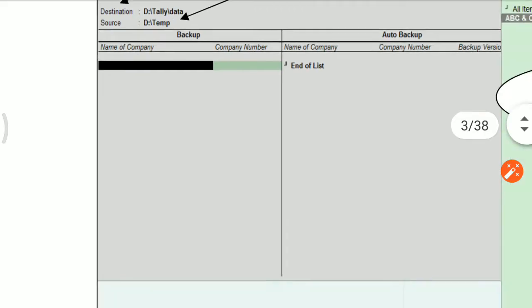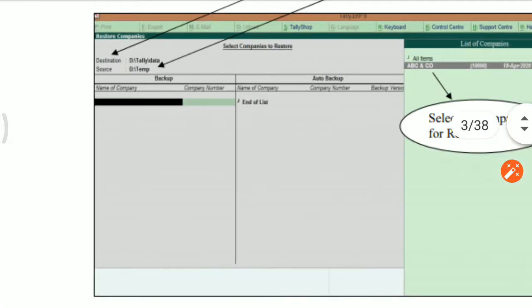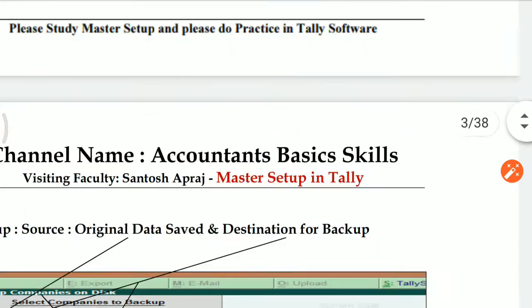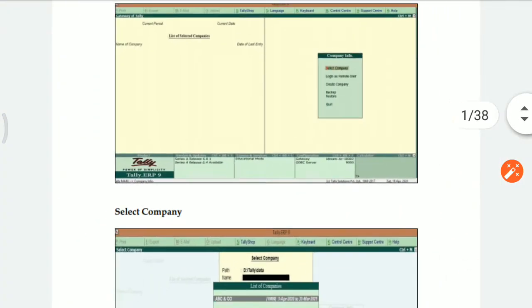Next option is backup, restore, and then the quit option is there. Quit means close the Tally software.